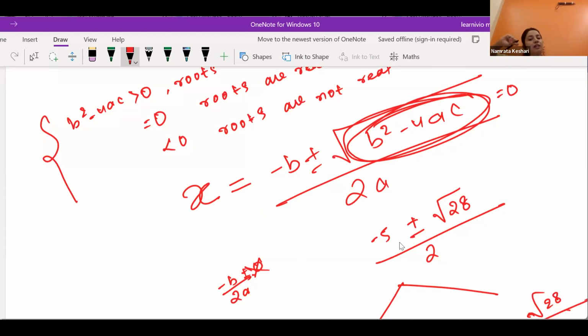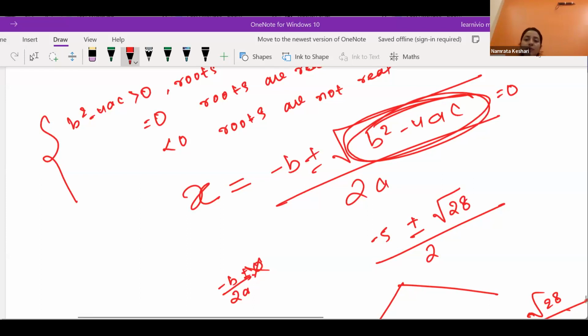If this b square minus 4ac term is equal to 0, then we will be left with just minus b by 2a. Plus minus will not make any sense. We will be left with 1 root only, and hence the formula says that roots will be real and same. And if it is smaller than 0, then the roots will not be real. Got it? Yes, ma'am.